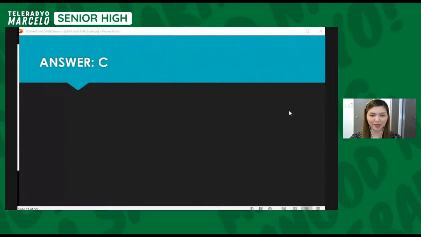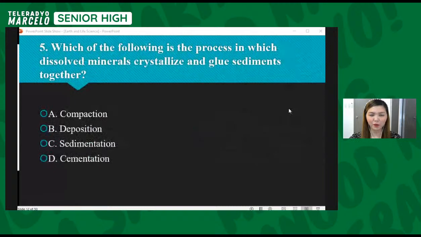Now, last number 5. Which of the following is the process in which dissolved minerals crystallize and glue sediments together? Letter A, compaction, B, deposition, C, sedimentation, or letter D, cementation? A, B, C, or D?